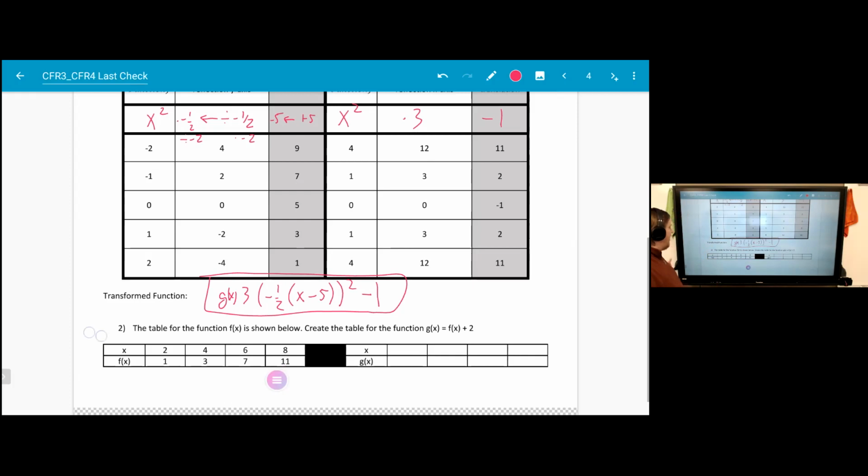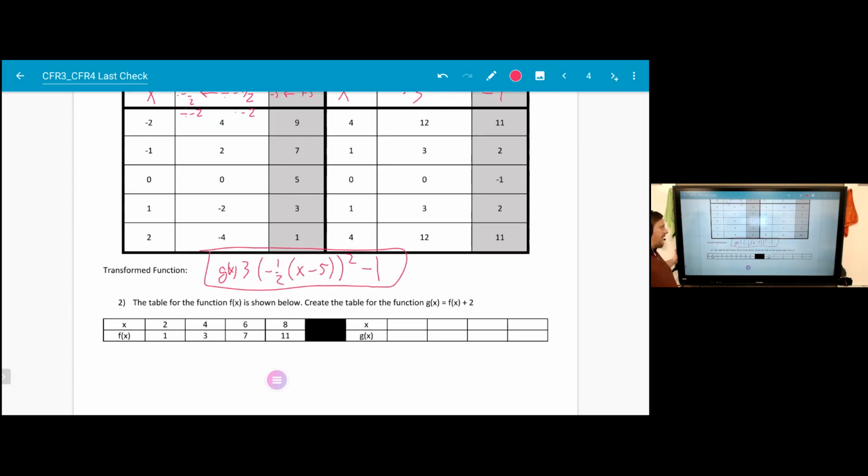This 4-level down here. The table for the function f of x is shown below. Create the table for the function g of x equals f of x plus 2. We know if it's just f of x plus 2, it just makes my Y values go up 2. The X values, again, this is a function. 2, 4, 2, 1, 4, 3, 6, 7, 8, 11 is a function. And if it just goes up 3, it doesn't change the X values. It just makes the Y values go up. So I would go up 3. This would become 4, 6, 10, and 14.